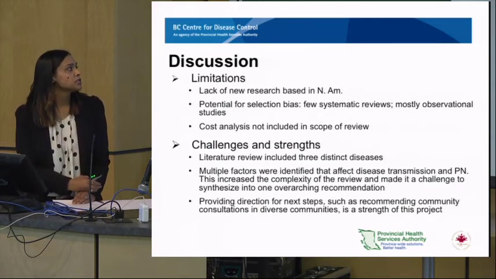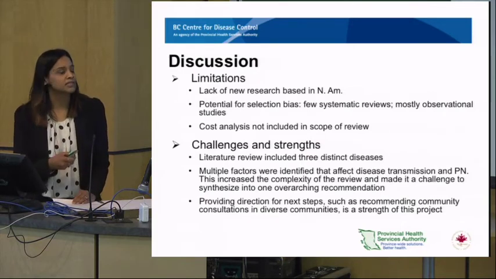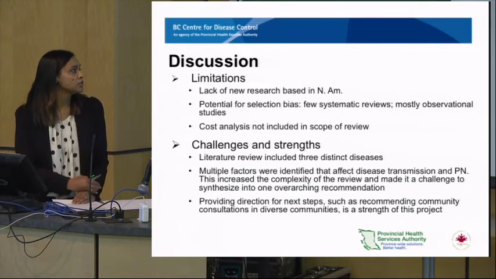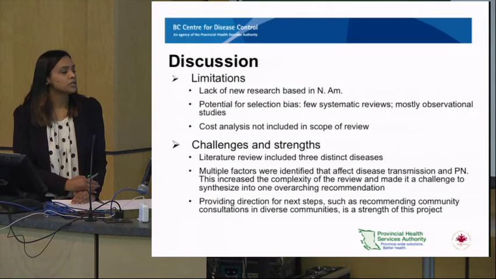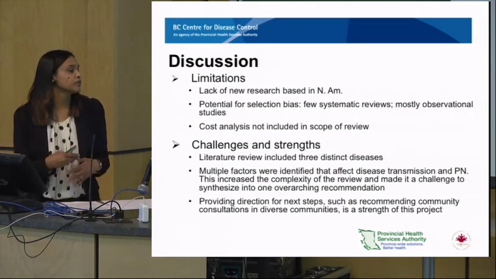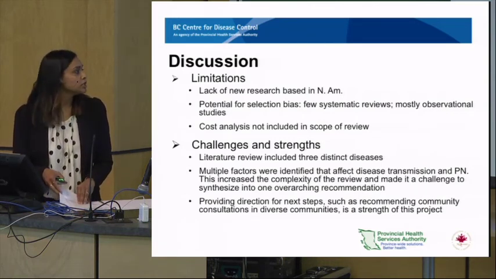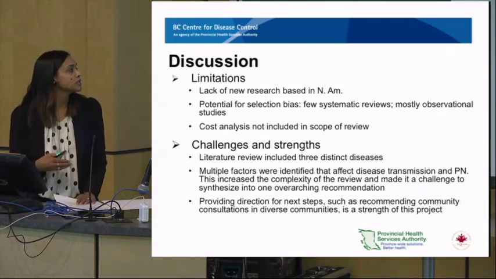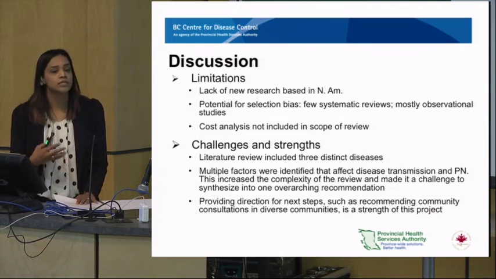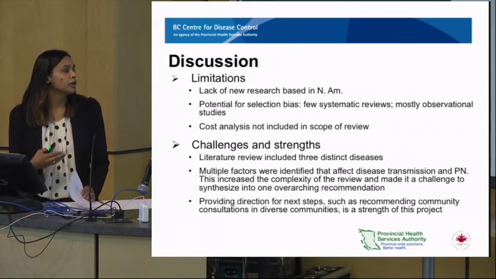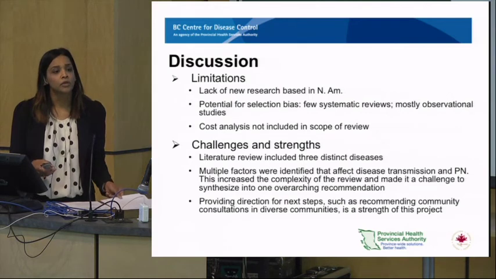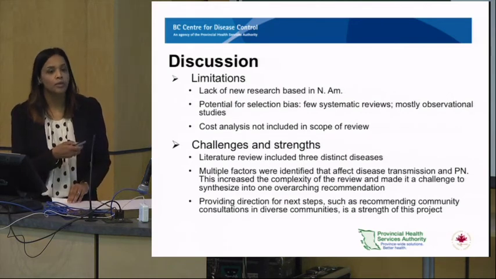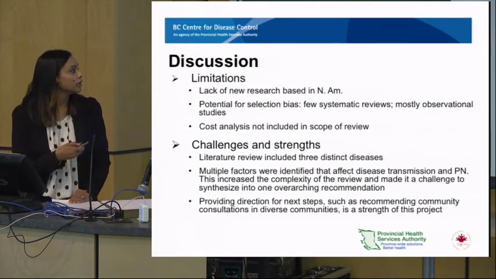And then some of the challenges and strengths I found was that the literature review included 3 distinct diseases, so that's a lot of multiple factors identified that affect disease transmission. So it was a challenge to incorporate all of that into one overarching recommendation. But a strength I found of this project was that I was able to identify some next steps, including recommending that community needs and community consultations take place to help design the guidelines.